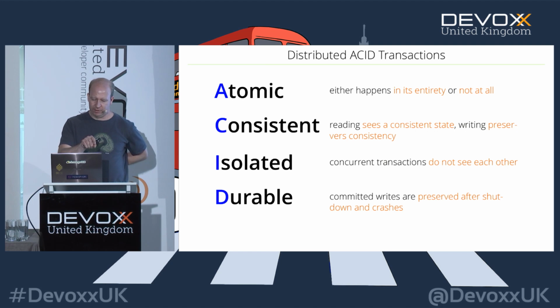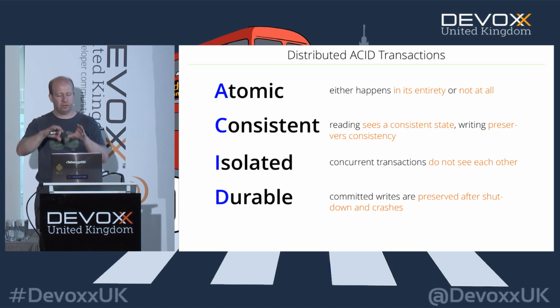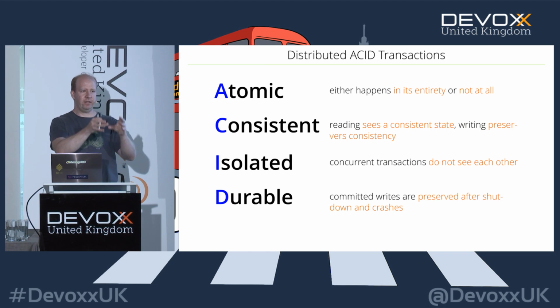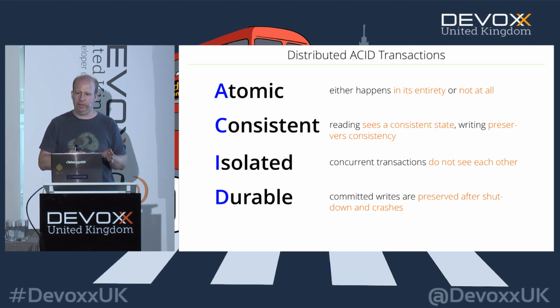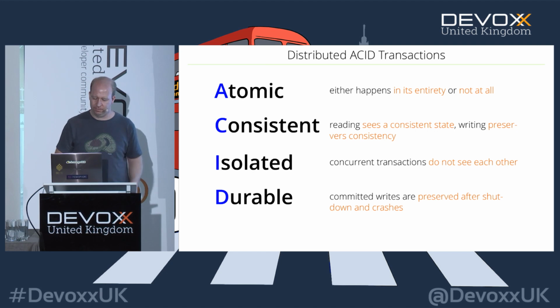So that's an acronym, and A stands for atomic. So if you have a transaction on such a data store, you want that this transaction is either executed in its entirety or not at all. So if something goes wrong in the middle of the transaction, you would rather have it not be done at all than to have it done halfway. So that's your atomicity.